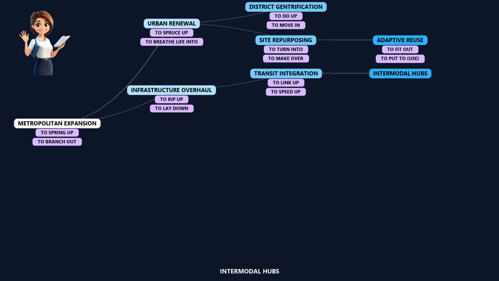Intermodal hubs. Under the umbrella of transit integration, intermodal hubs are where different bus routes meet up and smaller streets feed into the main station. To put it simply, it is the big spot where all the different travel paths join together.